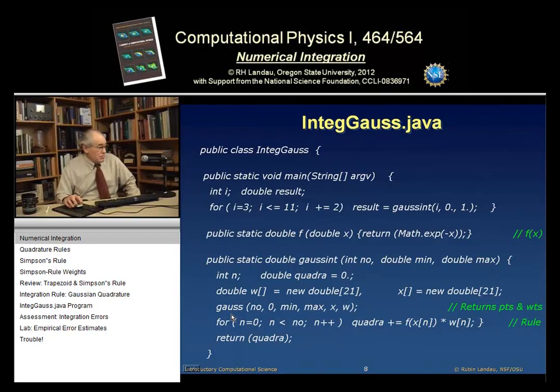We won't show you here because we'd hate to have you shriek in horror. So we just call the method Gauss, with the number of points, and anything you want to scale it, the simple way, from A to B, that's min and max. And then it returns two arrays, x and w. x are the points, w's are the weights.